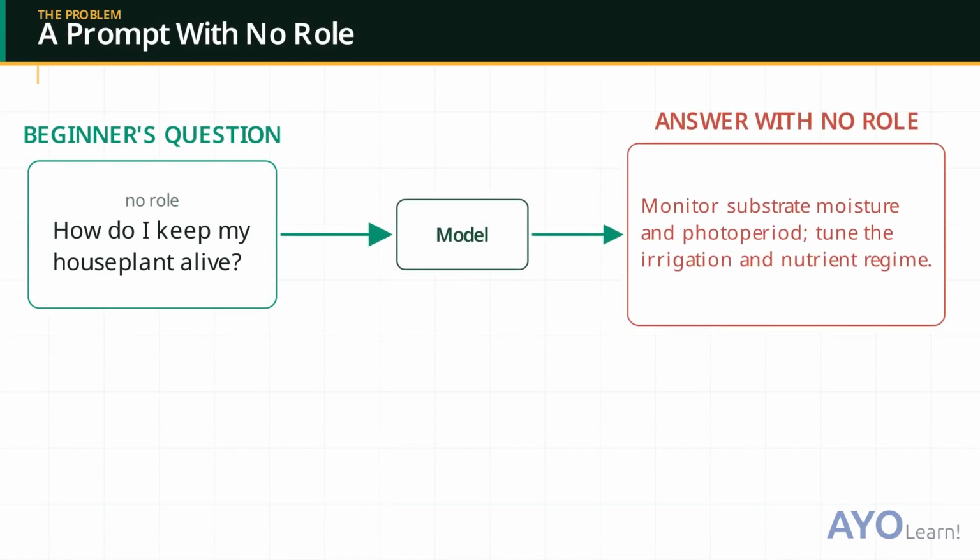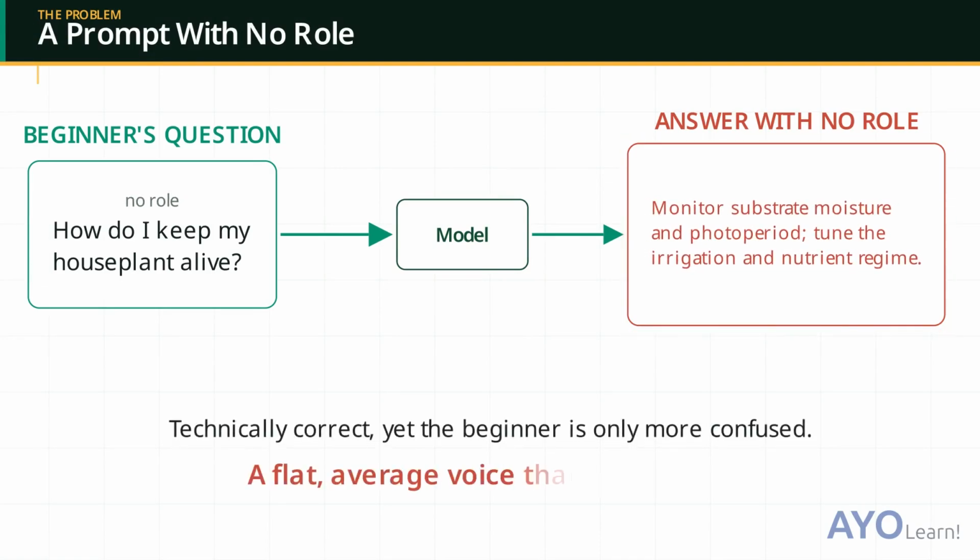With no role, the model returns one dense paragraph of jargon. Monitor substrate moisture and photoperiod. Technically correct, but aimed at nobody. The nervous beginner is left more confused. This is the flat, average voice that fits no one.